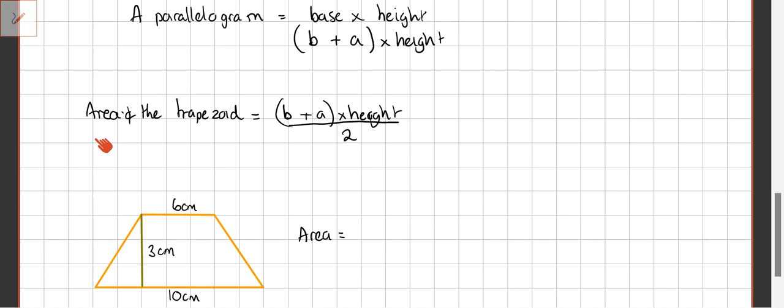Okay, how can we apply our formula to work that out? So A is the top and B is the bottom? A is that one, B is that one, this one is H. Oh, so it would be 6 plus 10, times 3, but then divide by 2. 16 times 3 divided by 2.